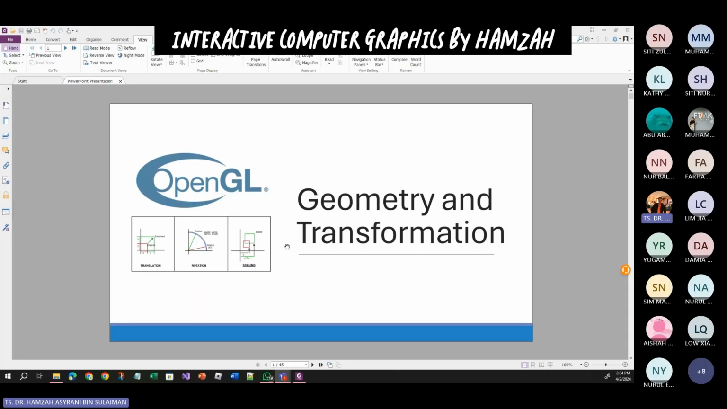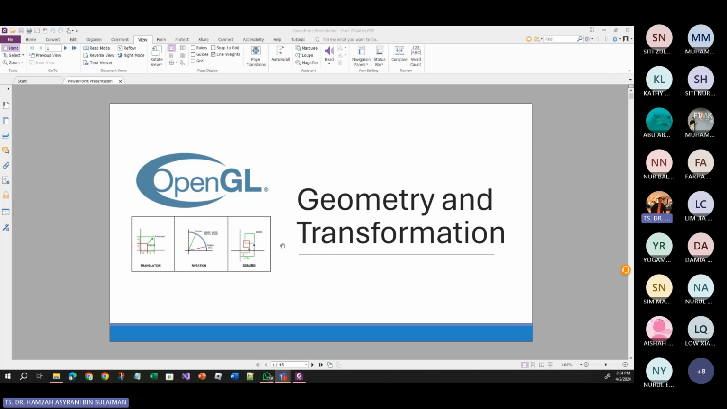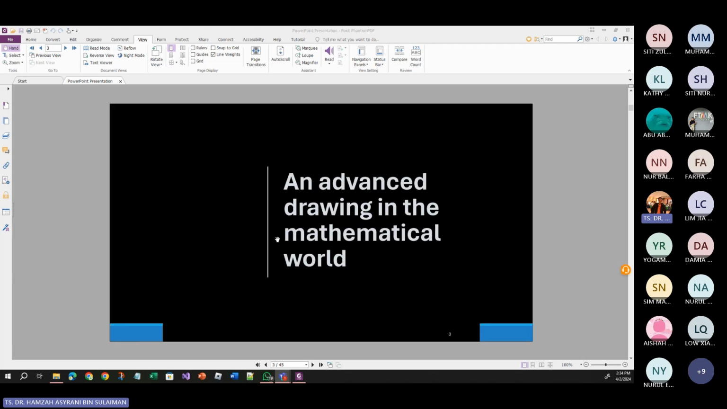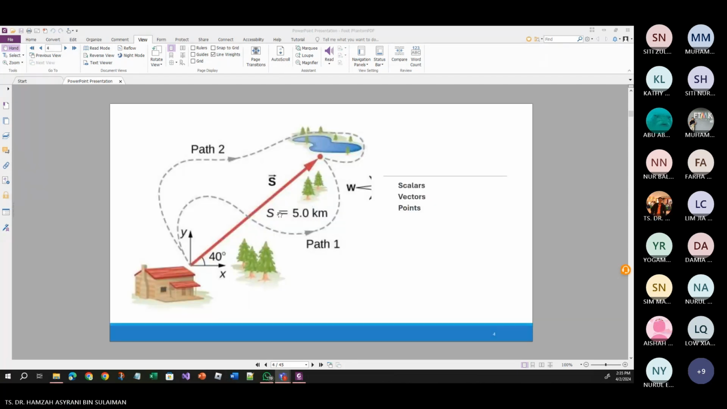Show geometry and transformation. So let's have a look. Okay, so what is actually geometry? Geometry is an advanced drawing and mathematical world. It sounds like drawing, but it's not quite drawing; it is a drawing to represent the mathematical world. There is some sort of naming of those things, so we call it geometry.